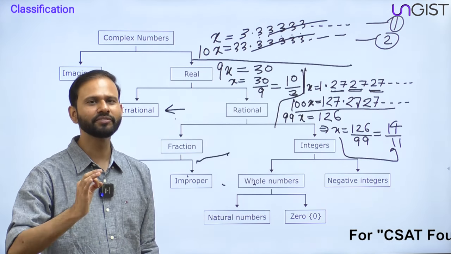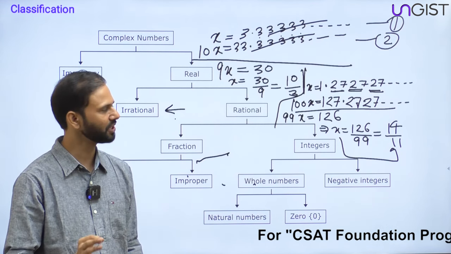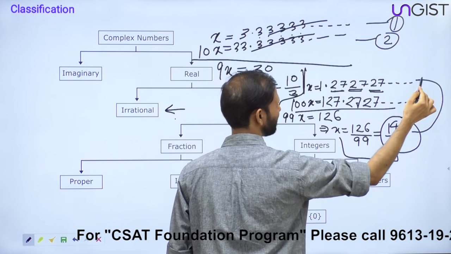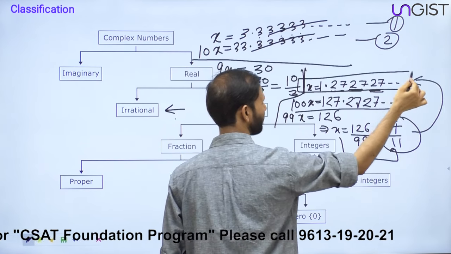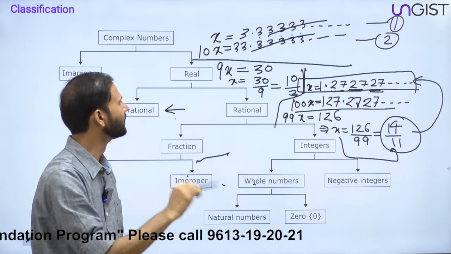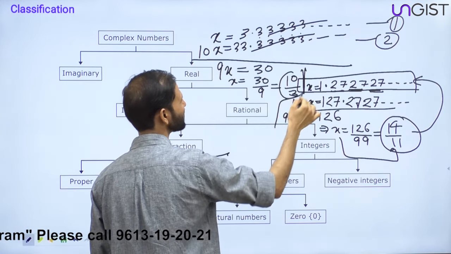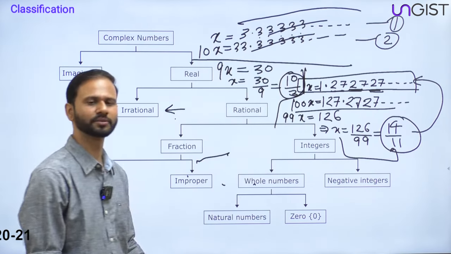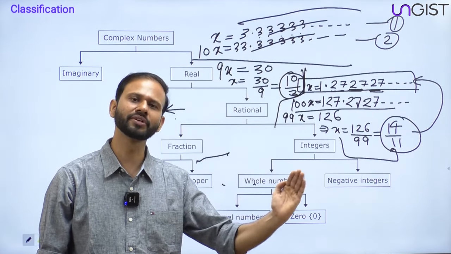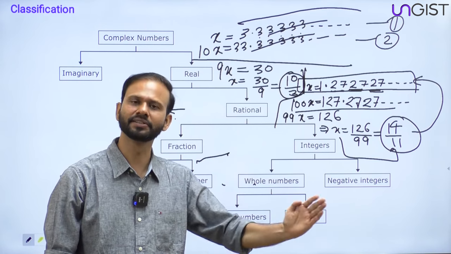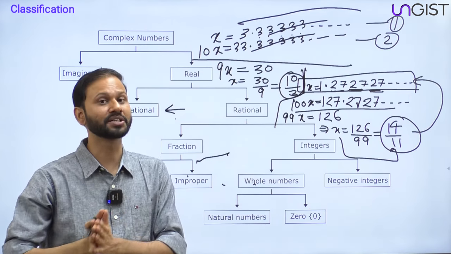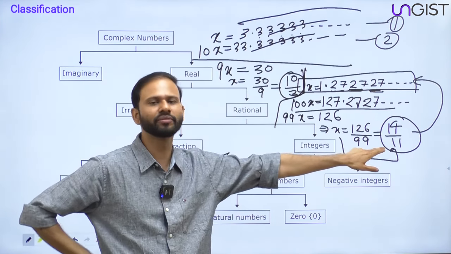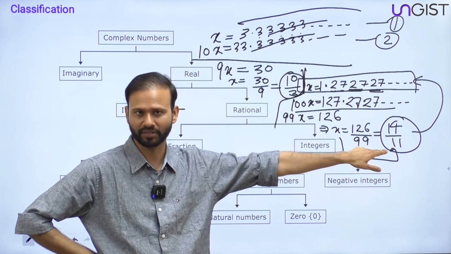So this is very much evident now. 14 by 11 is the equivalent fraction to this number, 1.27272727, right? Or you can say 10 by 3 is the equivalent fraction to this number, 3.333333, right? It means what? 1.27272727 or 3.333333. They are not actually irrational numbers, they are rational numbers, right? Because we can write the equivalent fraction form of these numbers, right?